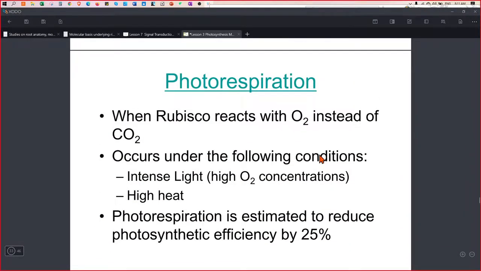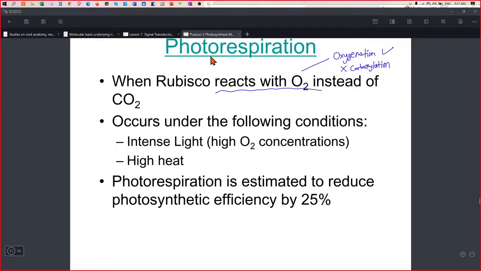Okay. So what's the deal with photorespiration? It happens when rubisco reacts with oxygen. Okay, remember, this reacts with oxygen, meaning that the rubisco has done the oxygenation reaction. Oxygenation reaction, not carboxylation. Carboxylation is the regular way to do C3 photosynthesis. Okay. When does this photorespiration happen? It happens when the intensity of light is high, and when this happens, you have lots of photolysis.